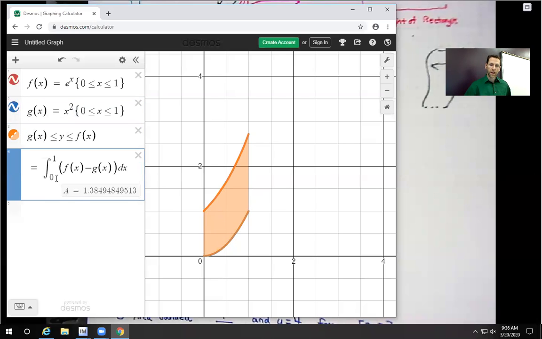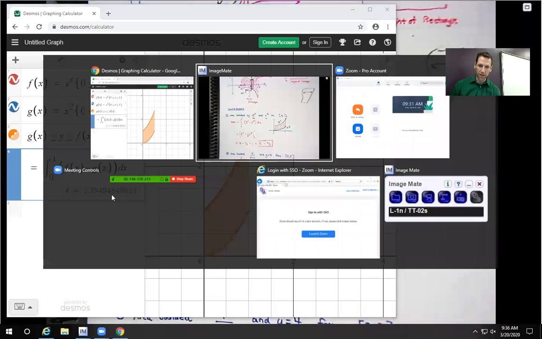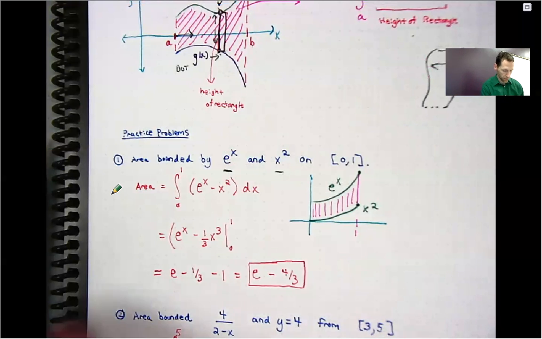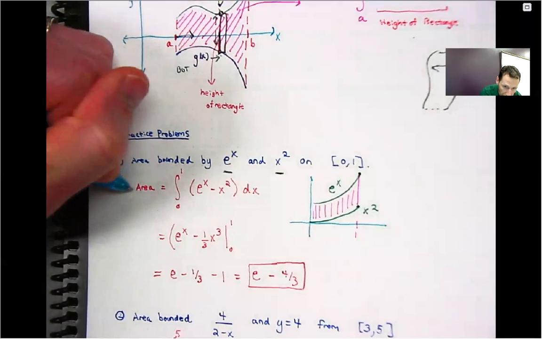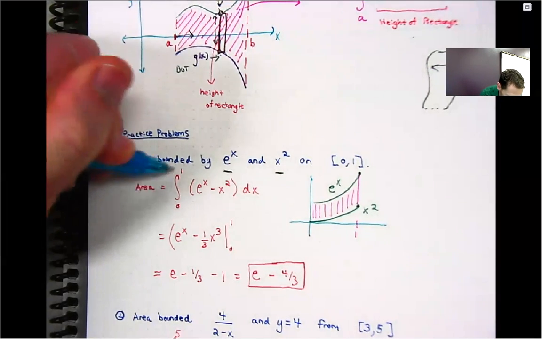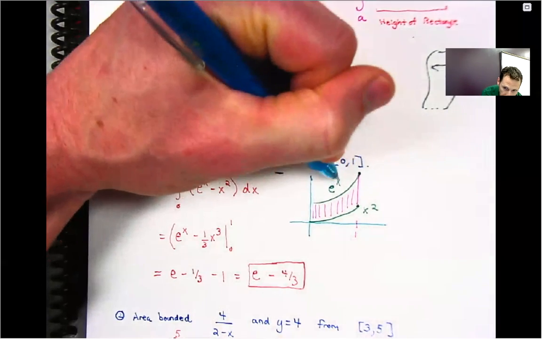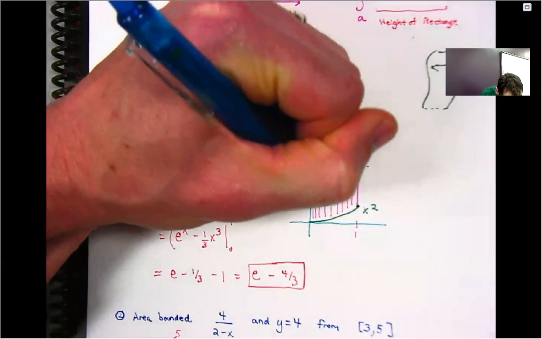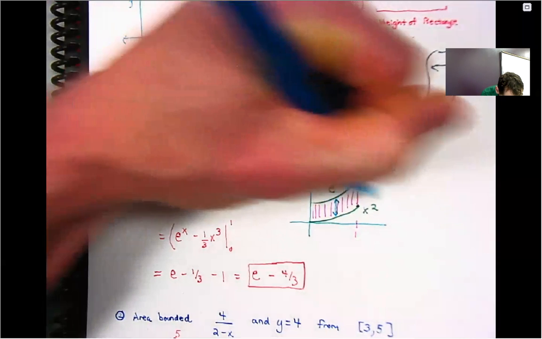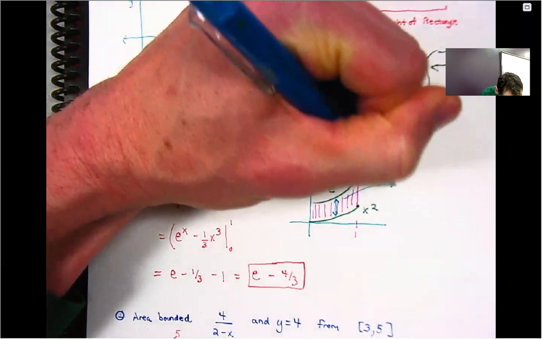If we integrate from 0 to 1 the top function minus the bottom function, we would have a result of about 1.385. Now we can get an exact expression going back onto our notes here, but that's what we have. The area integrating from 0 to 1 is the top function, e to the x, minus the bottom function. So we have the height of the rectangle.